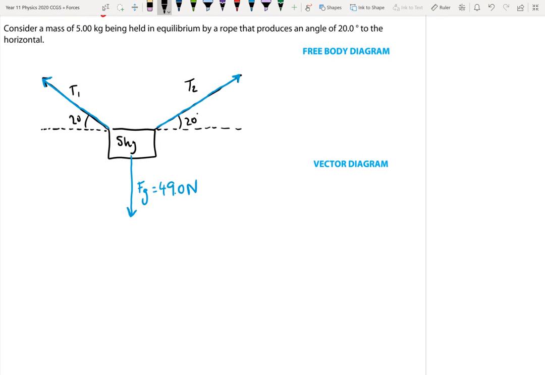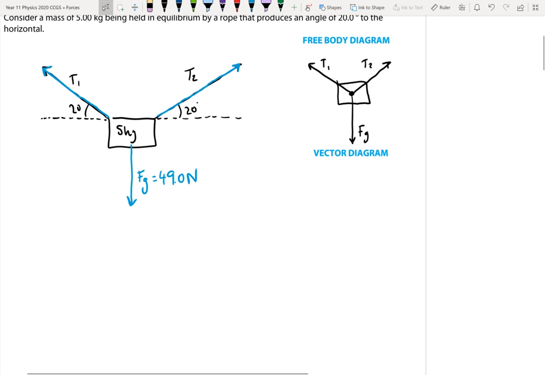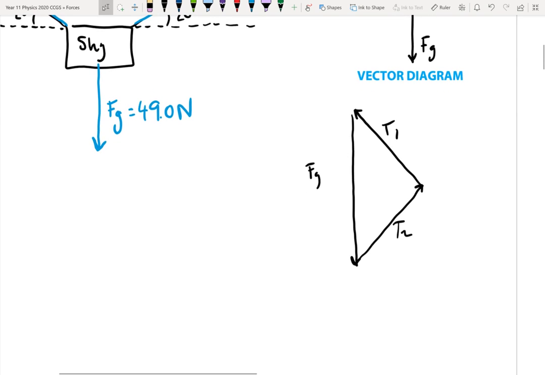Now, sometimes you might be asked to draw a free body diagram, which is simply an object drawn as a box, and the forces travel away from the center. Fg, weight, however you want to call it. So that's your free body diagram. A vector diagram is where you draw it tip to tail. Now, since this object is in equilibrium, when I draw these forces in, they're going to complete and return back to 0. There's going to be no resultant. So we're basically completing the triangle.